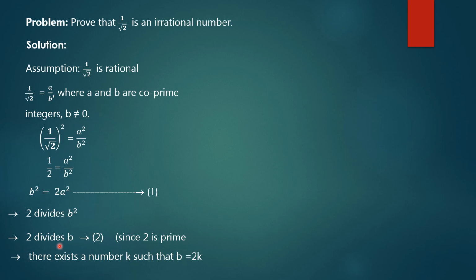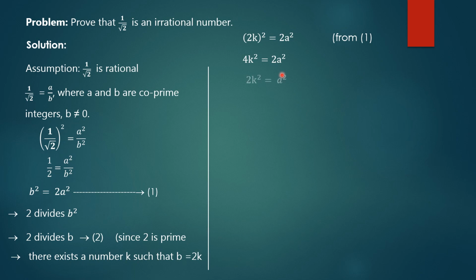In a similar way, 2 divides b means b is equal to 2k. K can be any number. This possibility is there. What I will do in 1, I will substitute this value. Equation 1 is b square is equal to 2a square. In place of b, write 2k whole square. 2k whole square is equal to 2a square. On simplification, 4k square is equal to 2a square.